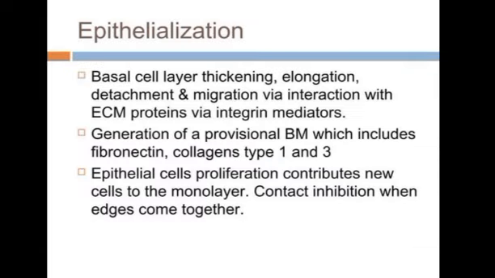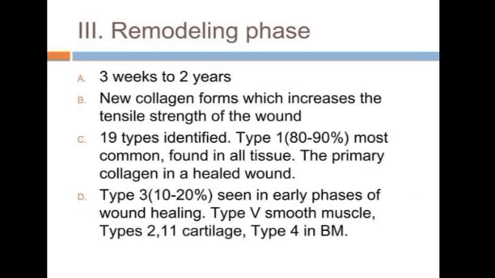Next, epithelialization. Epithelialization means epithelial cells will get together and new cells will be formed in this phase. And the last one is the remodeling phase. It takes 3 weeks to 2 years. The first formed collagen is type 3 collagen.